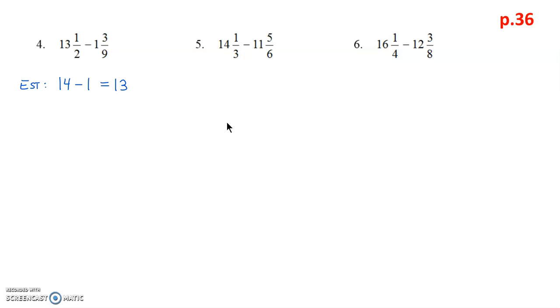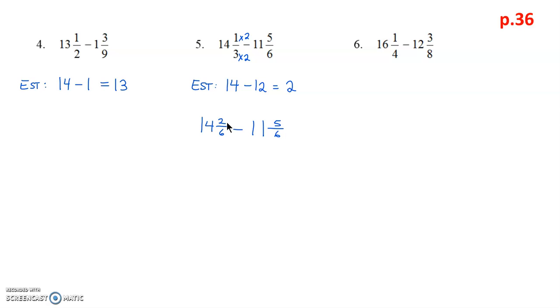For number 5, we see that we've got 14 1/3. So for the estimate, I'm going to round down to 14. And 11 5/6, I'm going to round 11 up to 12. So our estimate answer is around 2. If I want to solve the actual, 3 and 6 have a lowest common denominator of 6, so I only need to change this first fraction. So this will be 14 2/6 minus 11 5/6.